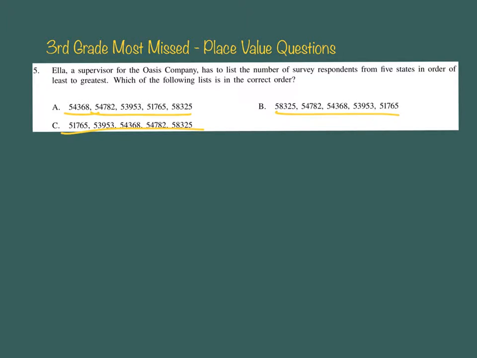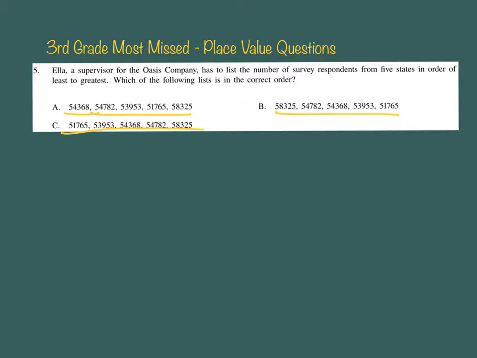So you read it the first time by yourself. Go ahead. Okay, the second time I'm going to read it to you. You're going to make your mind movie so we can use the solve process to figure out how to do this problem. Ella, a supervisor for the Oasis Company, has to list the number of survey respondents from 5 states in order from least to greatest. Which of the following lists is in the correct order?